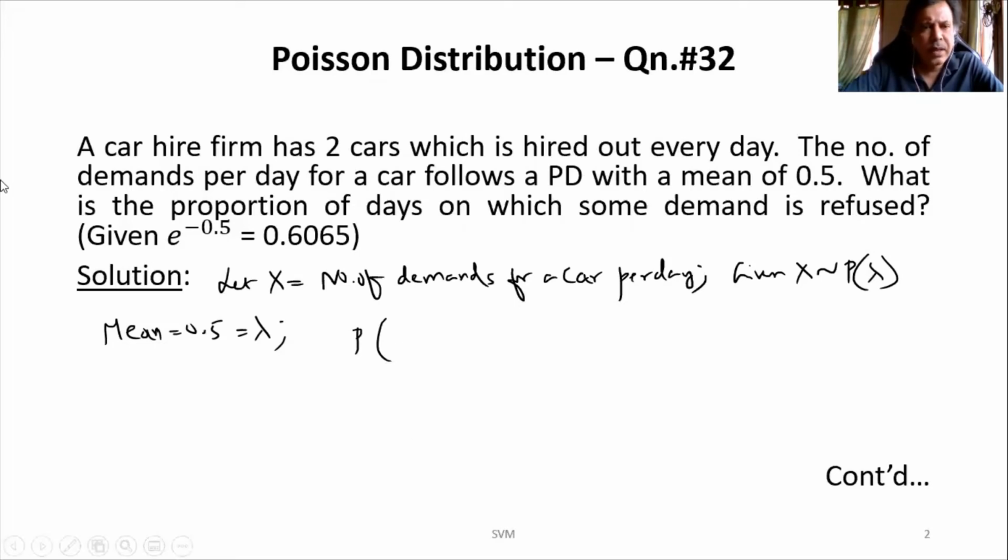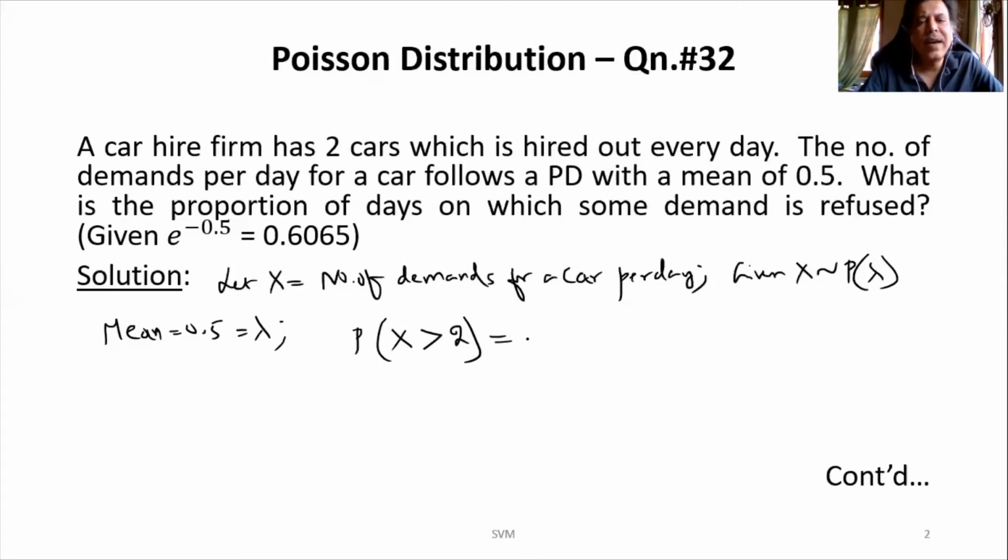Now thing is, the car firm has got only 2 cars. They will refuse the demand when the demand exceeds 2 cars, then only they may refuse. Otherwise, they will accept the order and they will provide the car for the service, right? So that means what? If the number of demands exceed 2, then only they will refuse. So they are asking us to find out what is this probability. So they are asking us to find out what is the probability of x greater than 2, right?